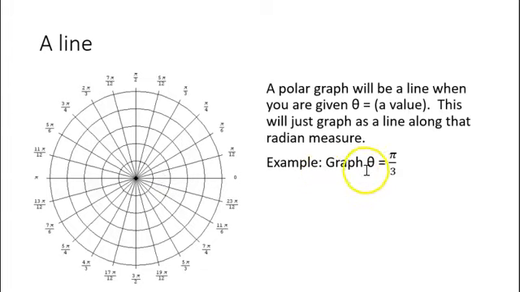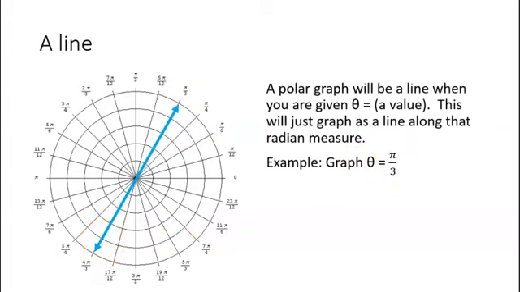So in my example, I've been asked to graph theta equals pi over 3. So all I would do is find pi over 3 around the outside, and I would graph a straight line along this pi over 3 value. And it would go all the way to the other side, the 4 pi over 3 side as well. So I would just graph that line that would look like this, and then my graph is finished. So all I would do is just highlight this pi over 3 line.